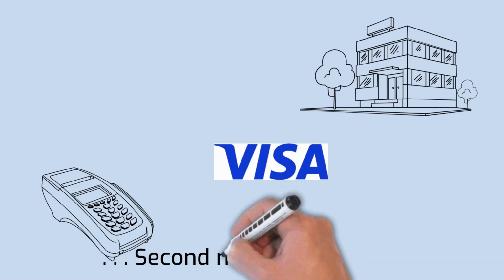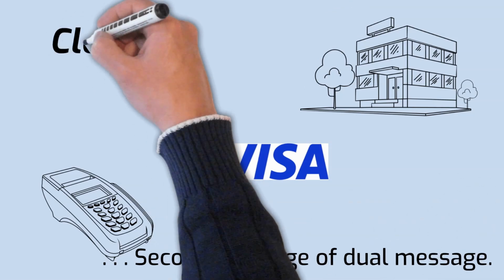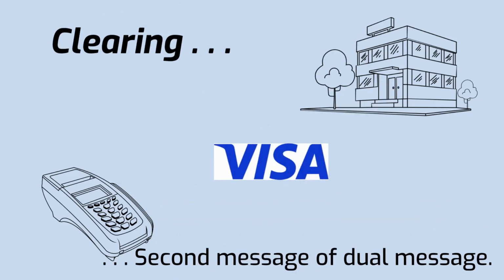Number 3, at the end of the day, the merchant will run an end-of-day routine on the POS system. Among other things, the end-of-day routine will create a file of all approved transactions from the day. The transactions on this file are the second message of the dual message transaction. This clearing or settlement file is sent to the acquirer, who will send it through the payment network to the issuer.